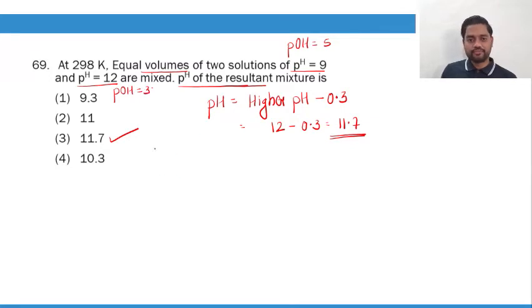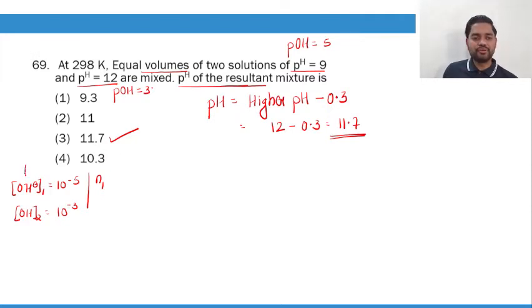Right? So concentration, let me start from here. The concentration of OH minus ion with pH 5, can I say it is 10 raised to minus 5? Whereas the concentration for the second pH is 10 raised to minus 3, right? From here, can I say the number of moles? Since concentration is equal to number of moles by volume.